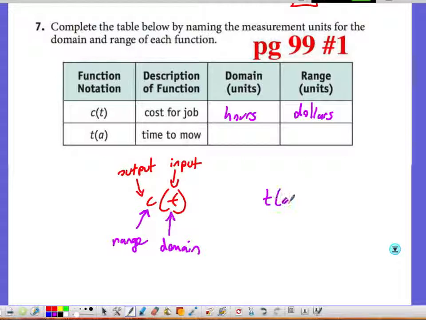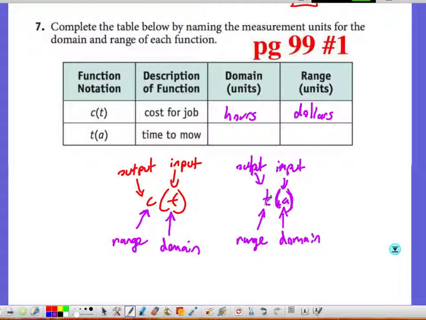Same thing with t of a, where a is going to represent my domain and t is going to represent my range. So remember, whatever is inside the parentheses, all your inputs put together represent your domain, and all your outputs put together represent your range. And just find out what does each variable represent. What are the units of each variable?